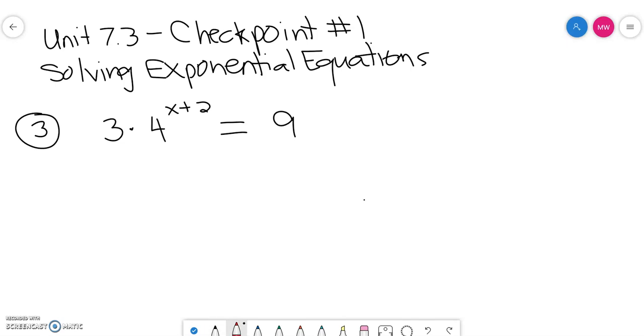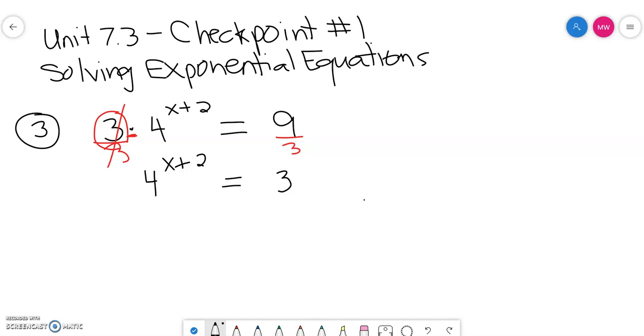Well, as you can imagine, based on what we've seen previously in math, we're going to start by canceling out that 3. Since that 3 is being multiplied, we're just going to divide 3 on both sides. That way it goes away on the left side. So that's going to get us down to 4 to the x plus 2 power equals 3. 9 divided by 3 is 3.